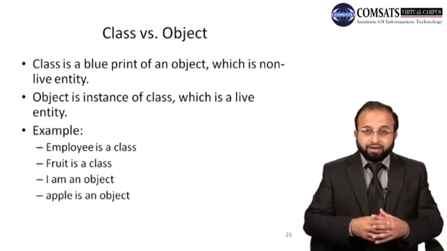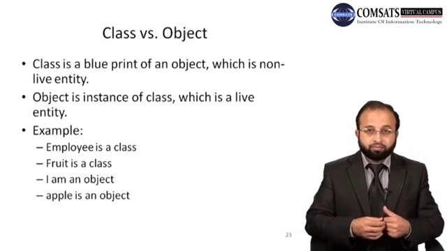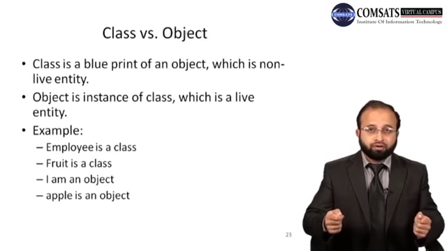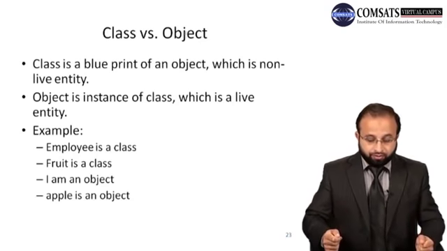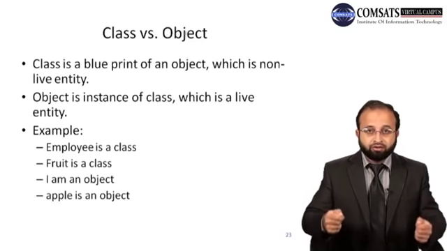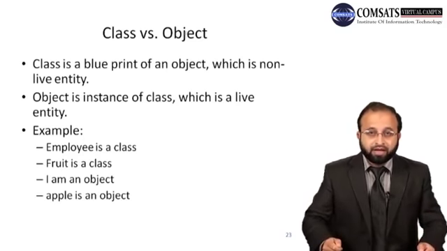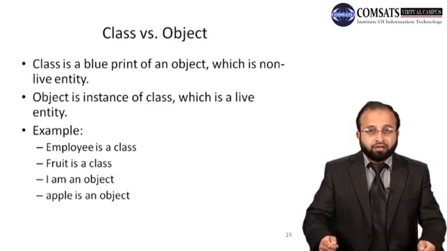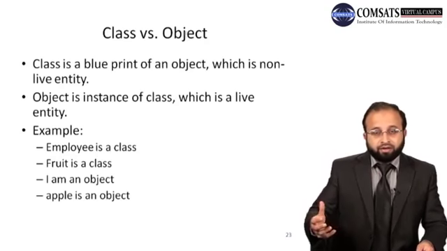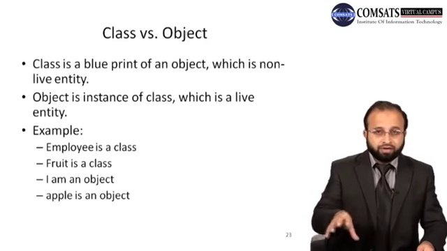So regarding the living and non-living entity, let me repeat that concept once again. Class is basically the engineering drawing of the object, right? So this means that a class, that engineering drawing, is basically on the paper or on the computer, that has no existence. In an object-oriented programming language, when you define a class, we will see how we can define a class.